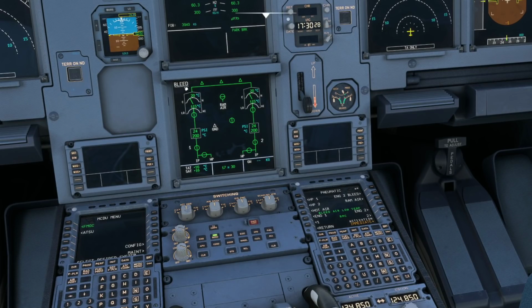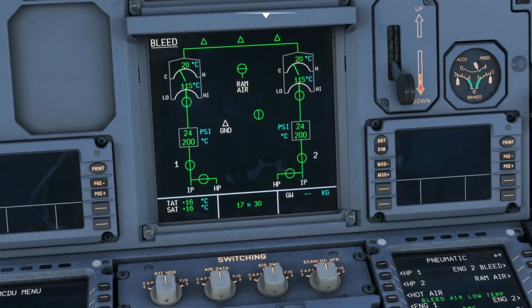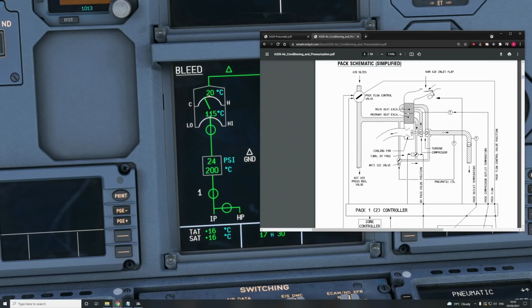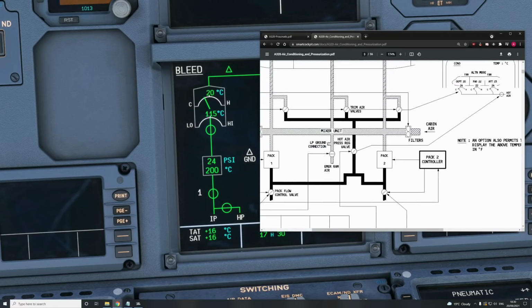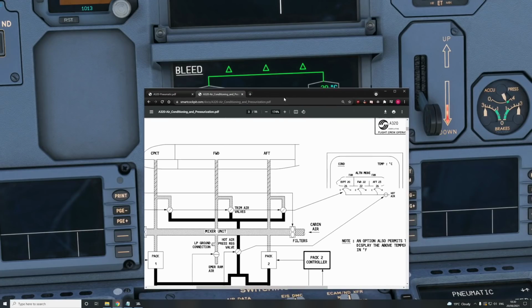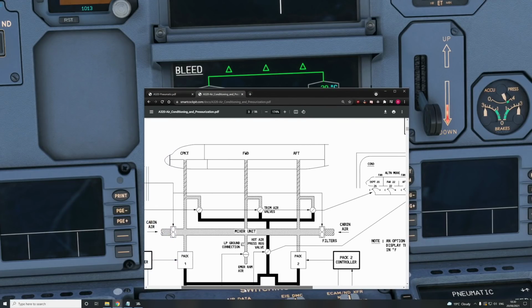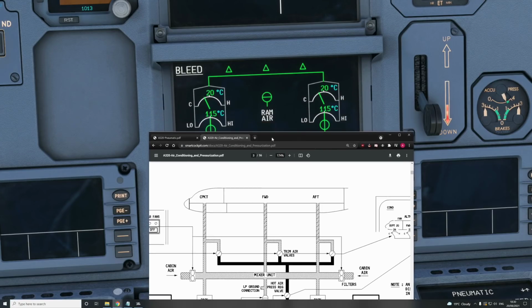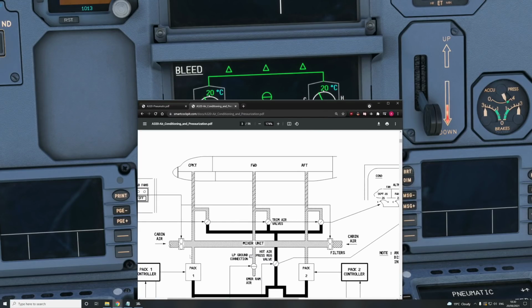If you look at this bleed air synoptic, these three little arrows right here are telling us that we've got 20 degrees Celsius of air going into the mixing unit. If I bring up the documentation once again, upon scrolling up, we've got a mixing unit right here. So out of the packs, the packs are down there, right? Out of the packs into the mixer unit right here.